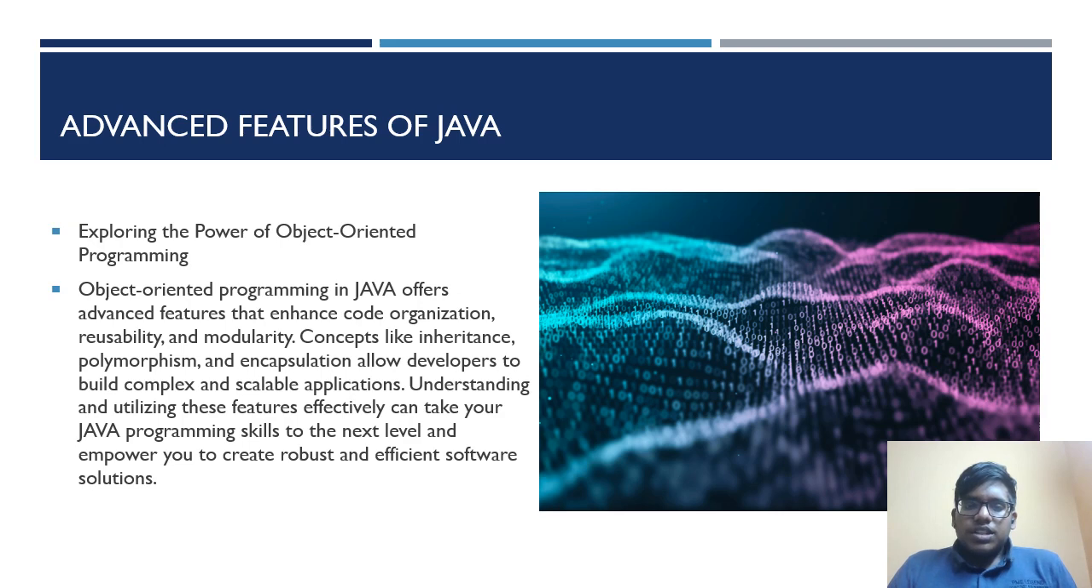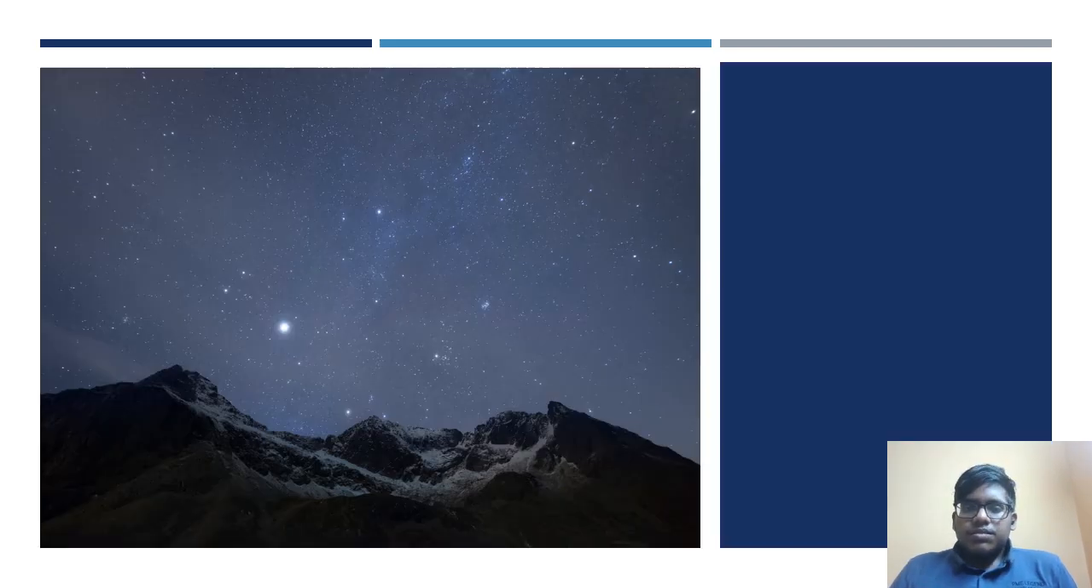Advanced features. Exploring the power of object-oriented programming, Java offers advanced features that enhance code organization, reusability, and modularity. Concepts like inheritance, polymorphism, and encapsulation allow developers to build complex and scalable applications. Understanding and utilizing these features effectively can take your Java programming skills to the next level and empower you to create robust and efficient software solutions.